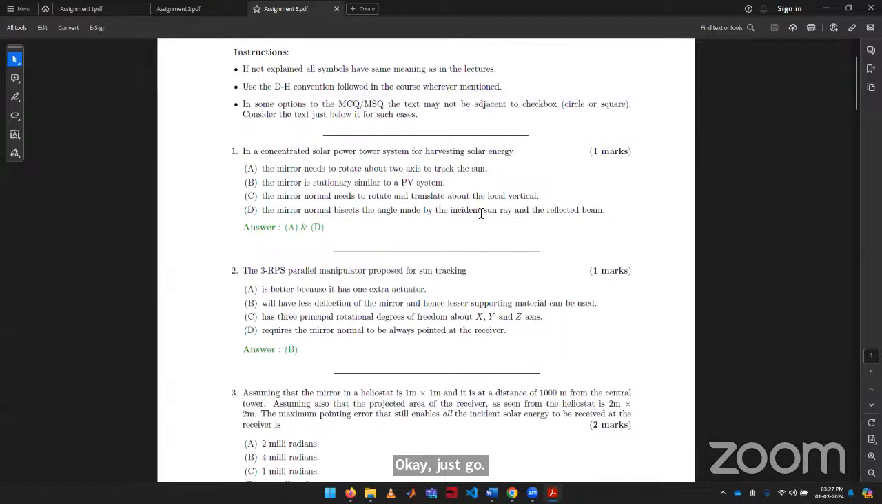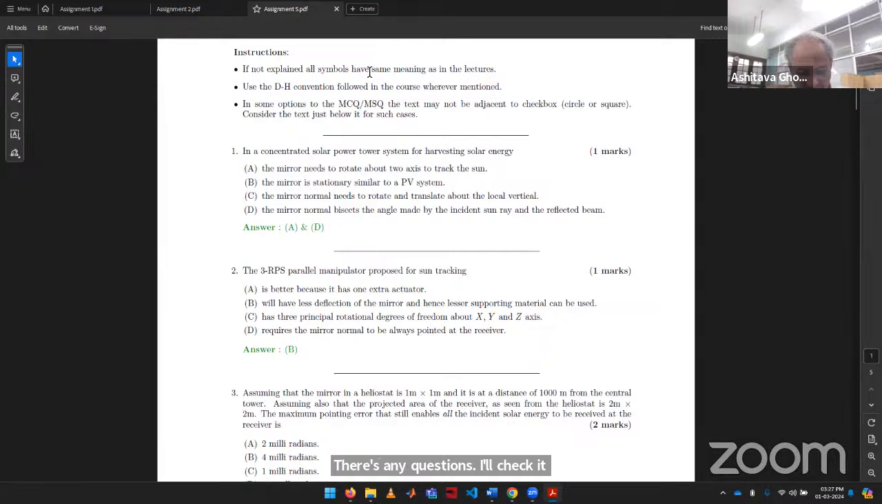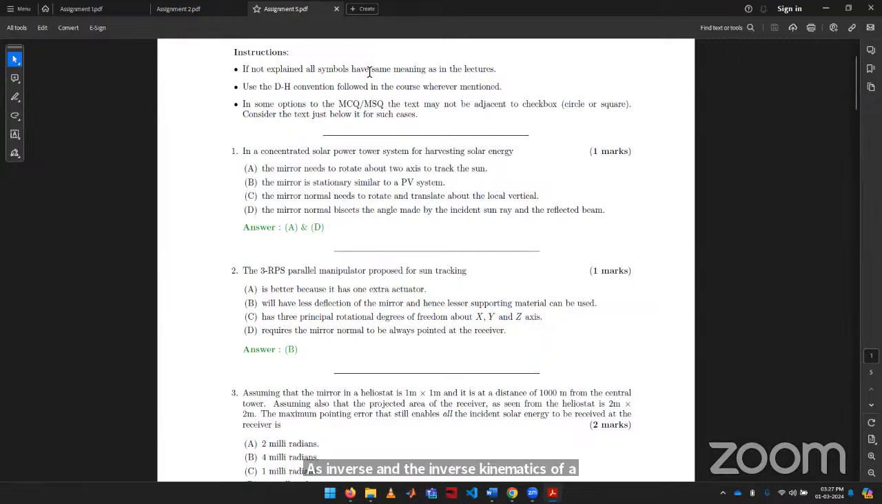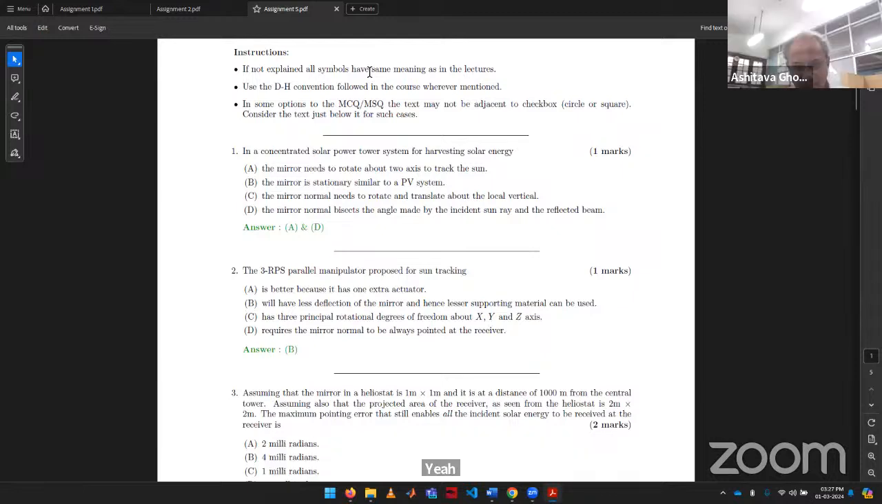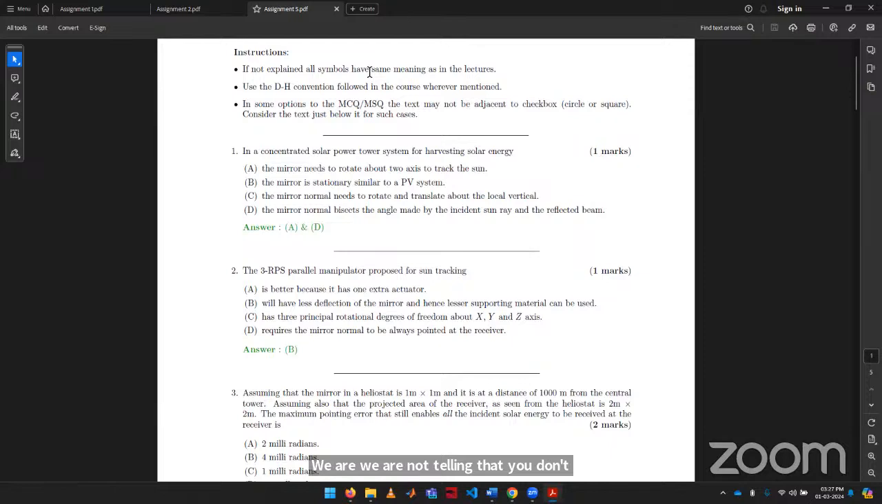Just another thing, whoever posted this question: ChatGPT is not always right. In week 3, I was correcting the assignment questions and checked it myself. If you just put in, find the inverse kinematics of a planar 3R robot, it will give you some solution, but it's not right. We are not telling you not to use ChatGPT, but use it very wisely. It can be wrong.